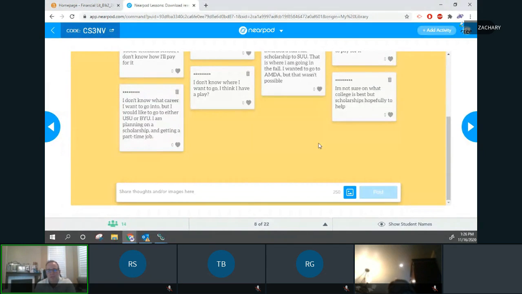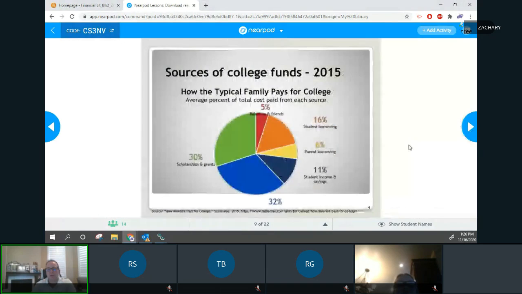Okay, so there's different scholarships, grants, all that kind of stuff that you can go and get, and basically it's basically free to you, right? That will pay for it. So here's some typical arenas of how people pay for college.